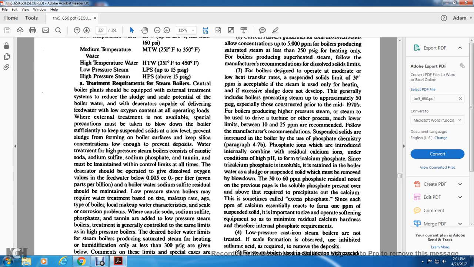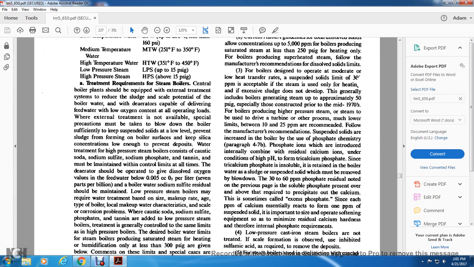For boilers producing high-pressure steam, the steam that usually drives the turbine and other processes, the limits are much lower, between 10 and 25 parts per million, following manufacturer recommendations. Solids are increased within the boiler by the use of the phosphate, as described in paragraph 47b.